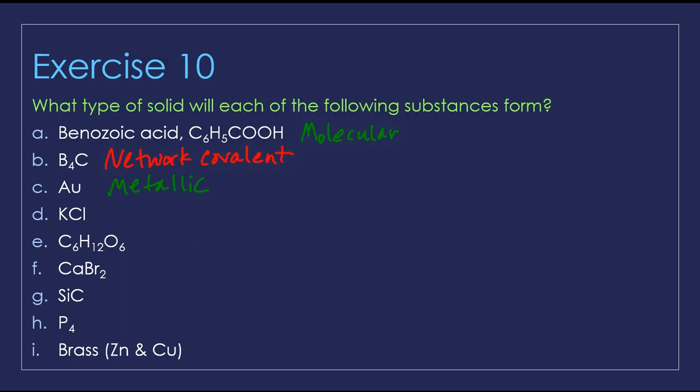Very good. How about potassium chloride? Ionic. Very good. And glucose, C6H12O6. Molecular. You're getting good at this. Good. And calcium bromide. Ionic. Good. Silicon carbide. Network covalent. Very good. Recognizing those. And phosphorus. Molecular. There's a couple different allotropes of phosphorus. P4 happens to be one of them.